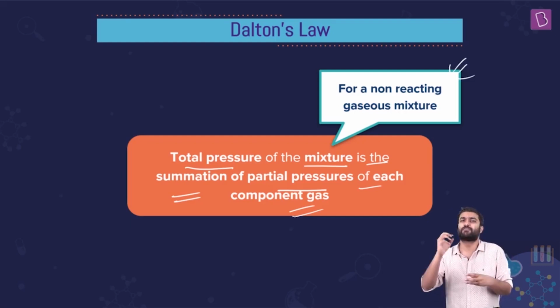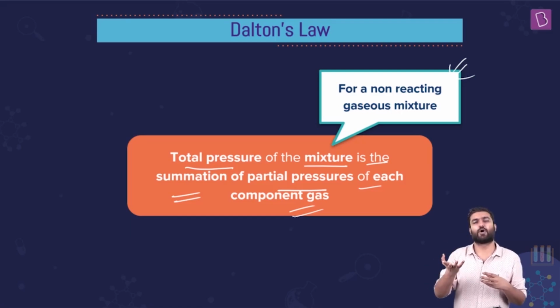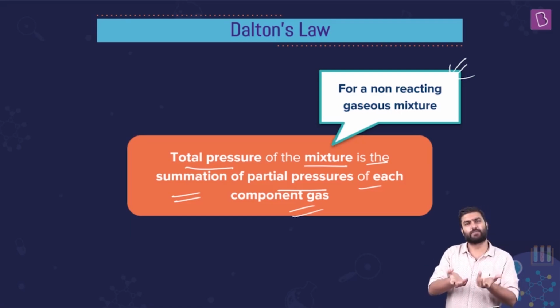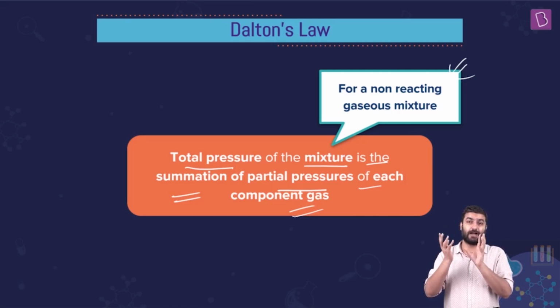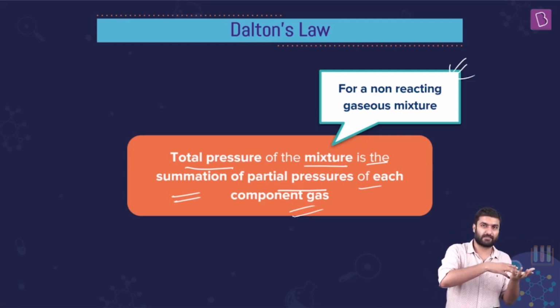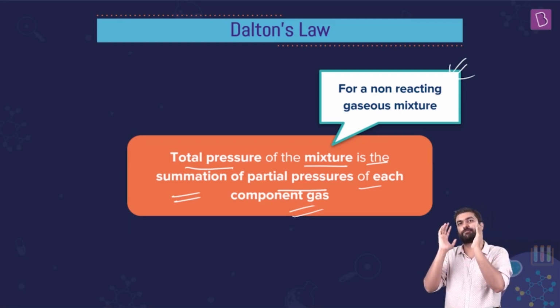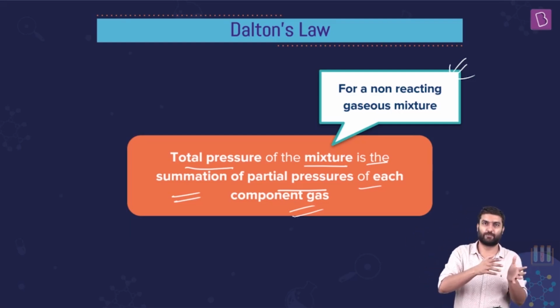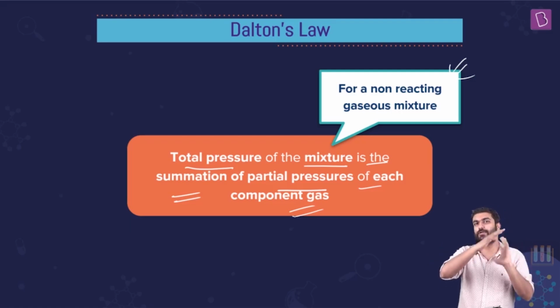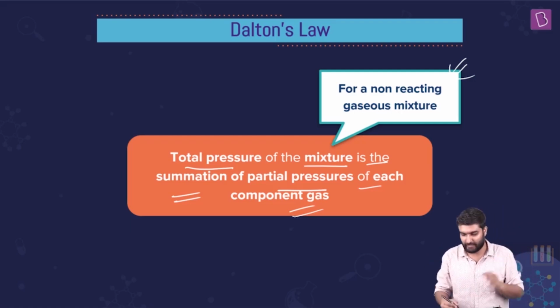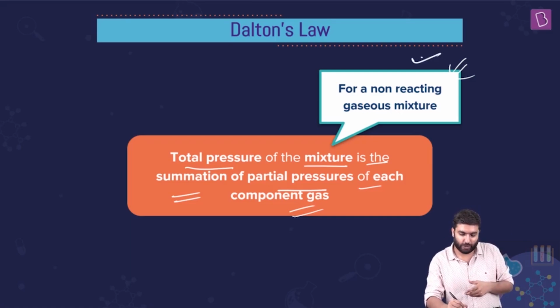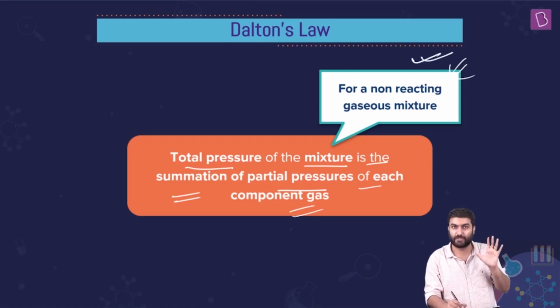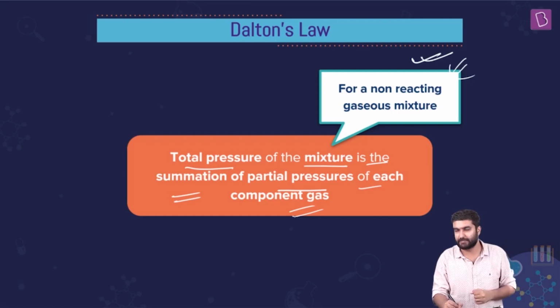Because let's say you have 1 mole of N2 and 3 moles of H2. Under specific conditions, they might react and give you some NH3, and you might not end up with a total of 4 moles. 1 plus 3, you might end up with some other amount of moles, because some amount has been converted into NH3. So that's where it gets tricky. So for a non-reacting gaseous mixture, I think we clarified this in the beginning as well.